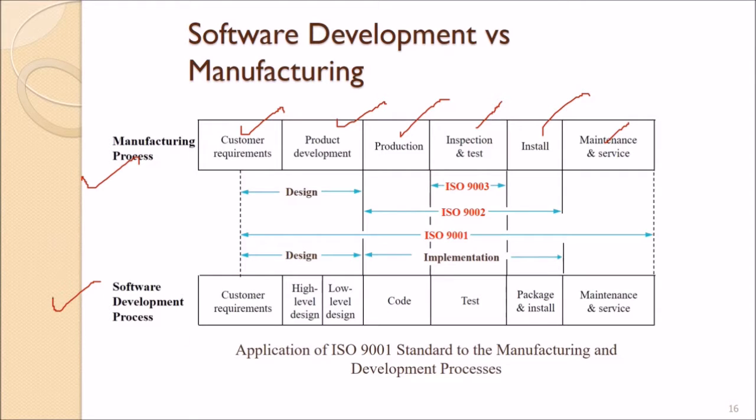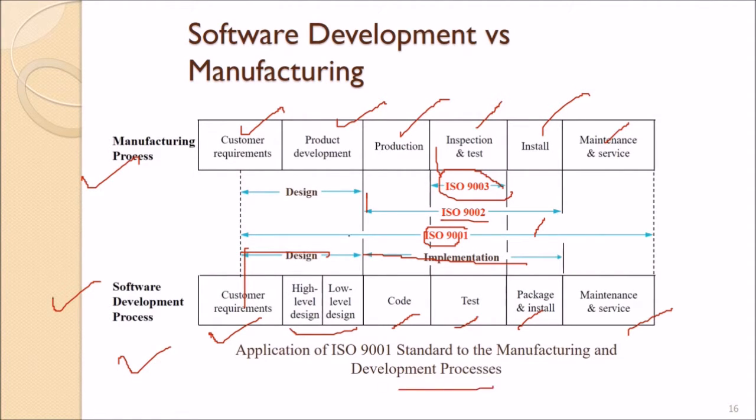While in the software development process, we first gather the requirement. We do the design, like high level and low level. Then we code, then we test, then we package and install, and we do the maintenance. In this, the design phase is somewhat common, but implementation is somewhat different. From this point to this point, ISO 9001 is there. From this point to this point, ISO 9002. For the inspection and testing, we have, of course, ISO 9003. So these are the applications of the ISO 9001 standard to the manufacturing and development processes.